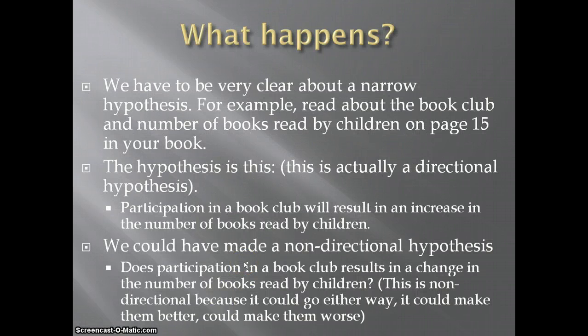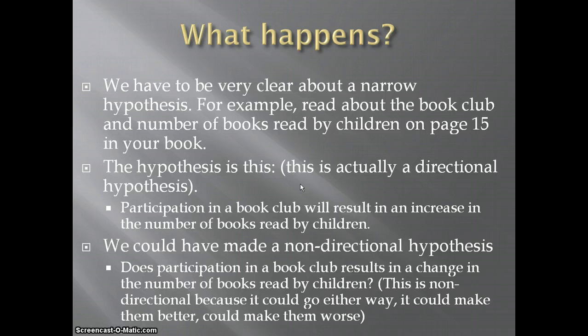First, we have to be very, very clear about what we mean in regard to our hypothesis. It has to be a very narrow hypothesis. And I'm going to use the example out of your book on page 15. It talks about being in a book club and whether or not that makes a difference. Their hypothesis is this, and it's actually what's called a directional hypothesis: that participation in a book club will result in an increase in the number of books read. So they had a couple of experiments that they ran. One's called outcome A, one's called outcome B.